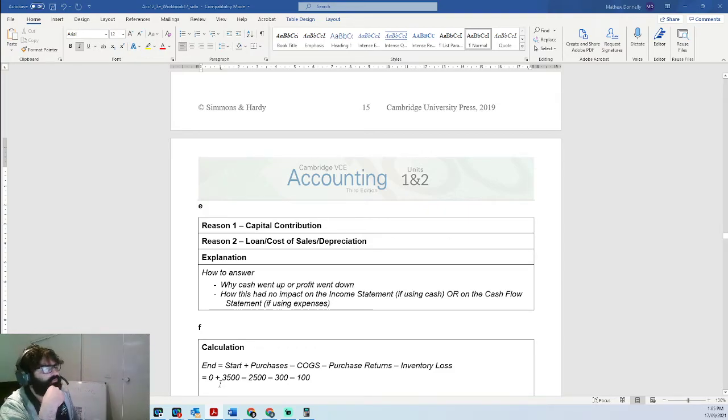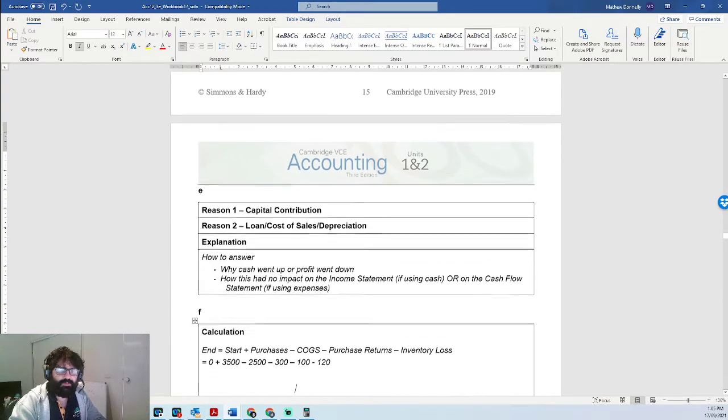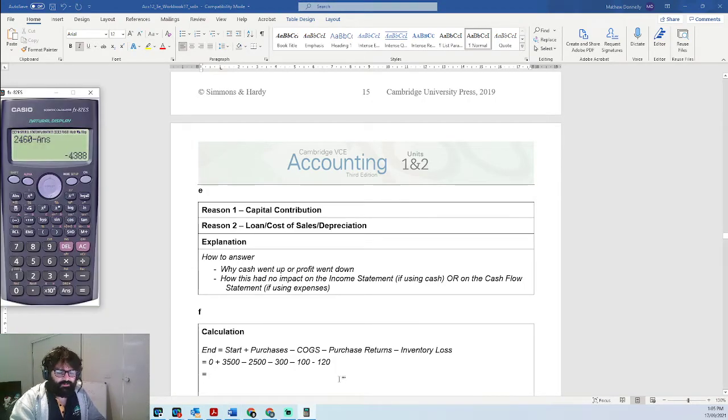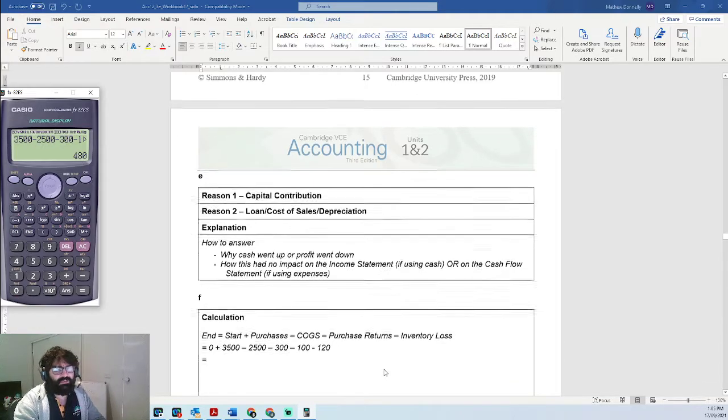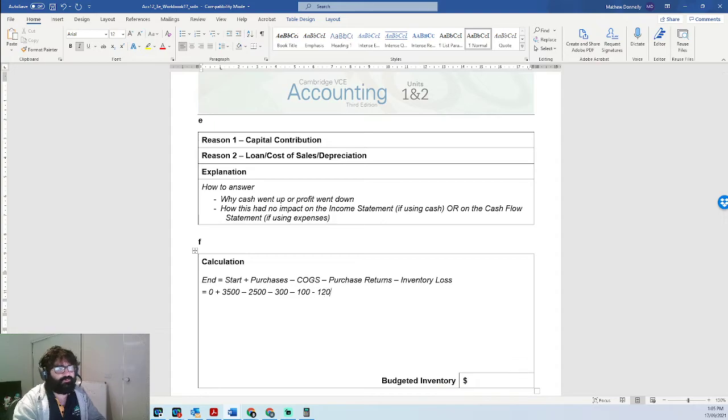Look at that last dot point. Tiffany plans to withdraw $700 in cash and $120 in inventory. So that's going to make our inventory go down as well. So let's keep going. I'm not going to go through 0 plus. I'm just going to go 3,500 minus 2,500 minus 300 minus 100 minus 120. $480 worth of inventory.